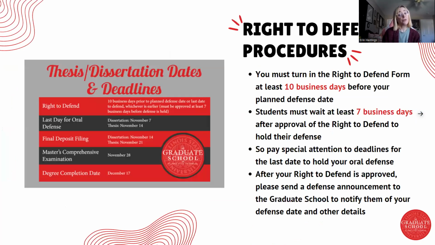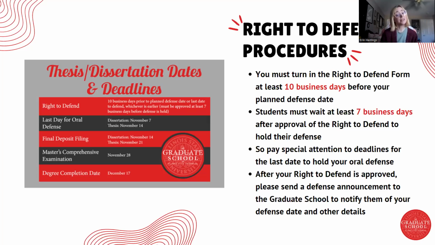You must turn in the right to defend form at least 10 days before your planned defense date. Students must wait at least 7 business days after the approval of the right to defend form to hold their defense. And this deadline is a trickier one because it can creep up on you, and you have that time in between the approval and when you can hold your defense. So just pay special attention to the deadlines for the last date to hold your oral defense.